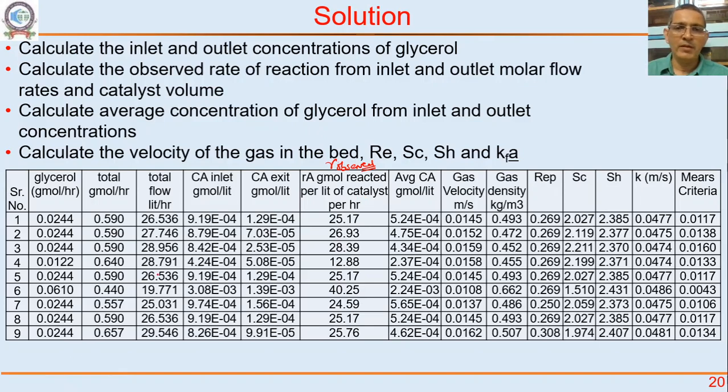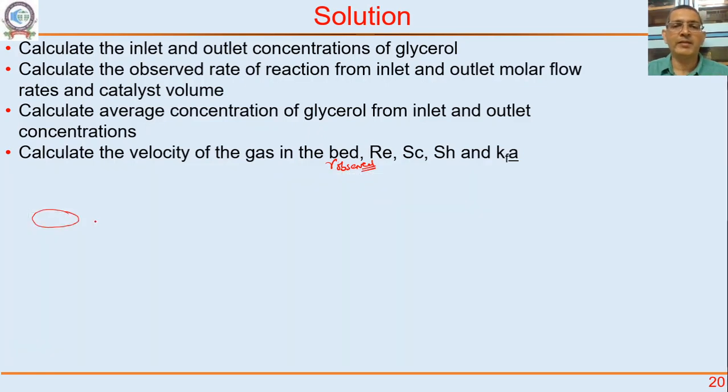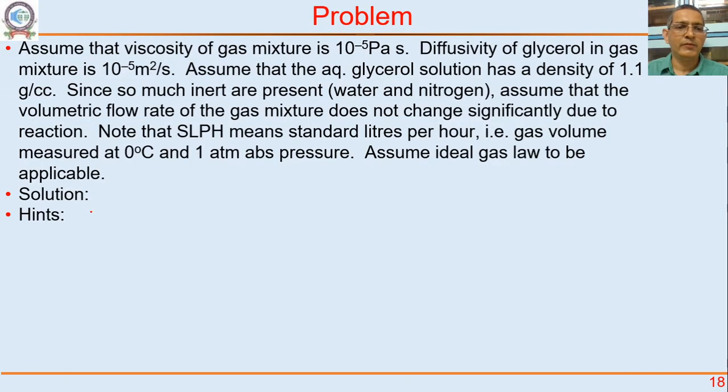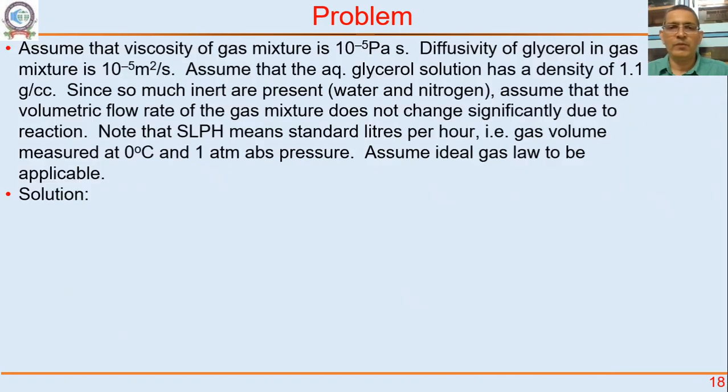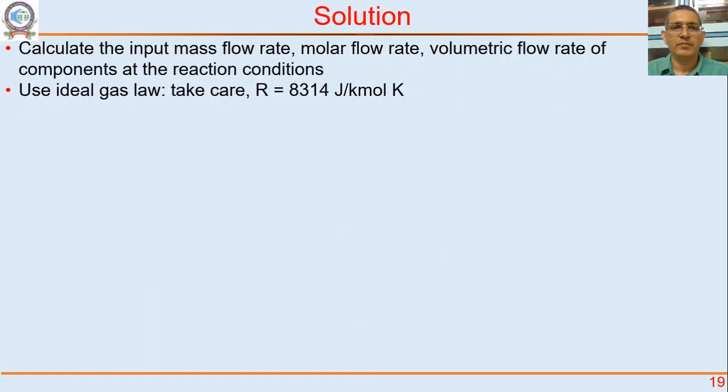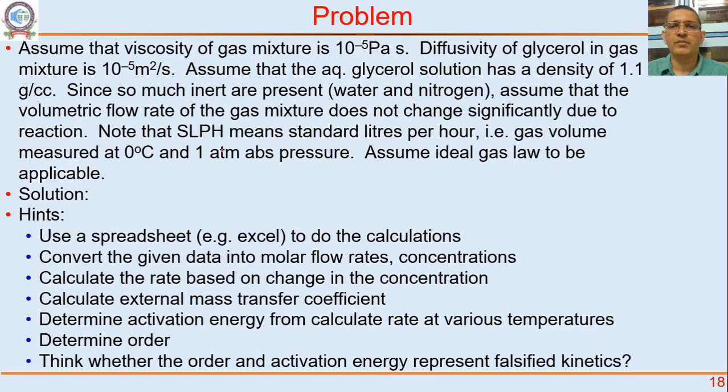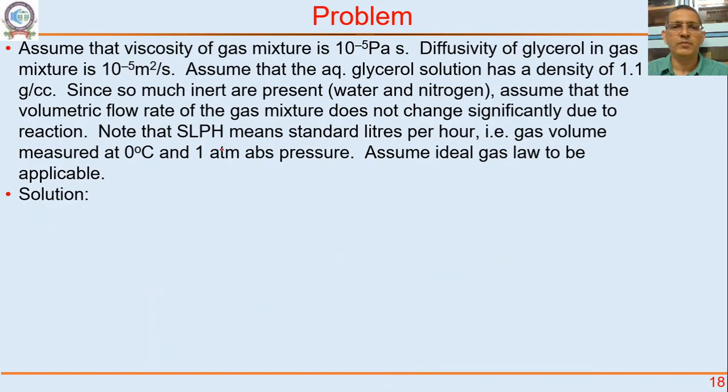R observed would be glycerol flow rate, inlet, gram moles per hour multiplied by conversion. That will tell you how many gram moles per hour of glycerol are reacted, divided by volume of catalyst. What is the volume of catalyst? We know 1 gram of catalyst, right? Divided by density of catalyst. Where is that gone? Right? Density of catalyst we have been given.